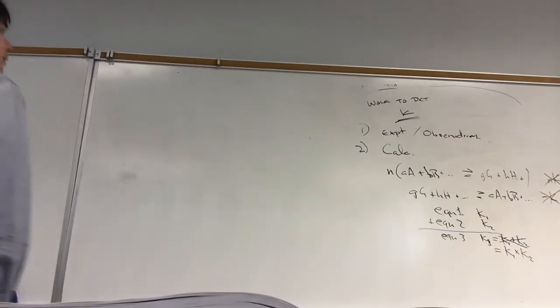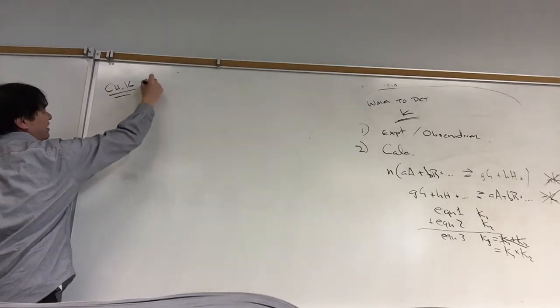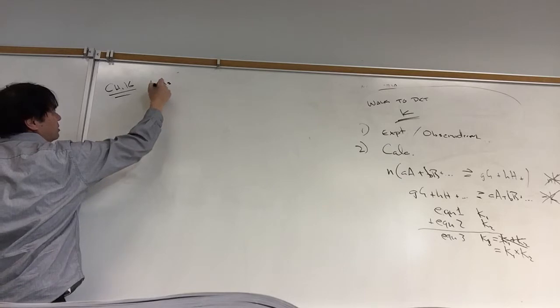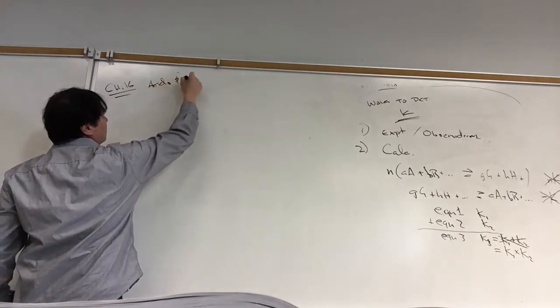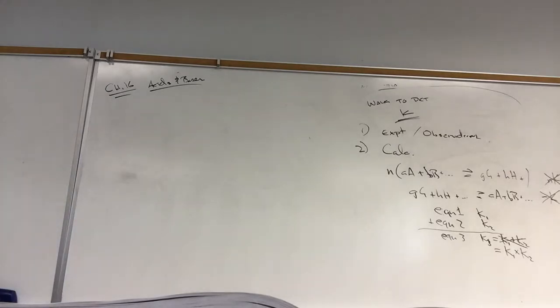All right, so just some methods for calculating K. In chapter 16, we're going to continue doing ICE calculations, acids and bases. Except one of the big differences between chapter 15 and chapter 16 is that we're going to have multiple equilibria occurring simultaneously.